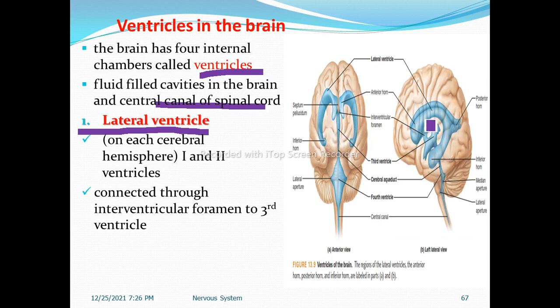The posterior view looks like this. This is the lateral ventricle. This is the third ventricle. This is the inferior horn of the lateral ventricle. This is the cerebral aqueduct. This is the fourth ventricle. This is the central canal of the spinal cord. It continues to the spinal cord. This is the cerebrospinal fluid pathway. This one is the interventricular foramen, a tube which connects the lateral ventricle with the third ventricle.